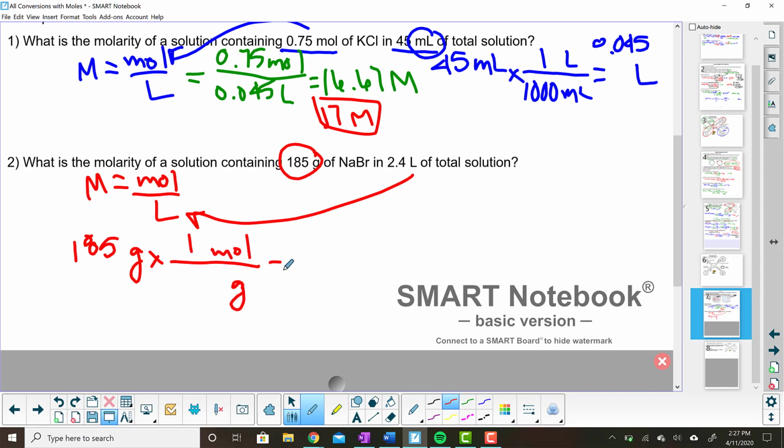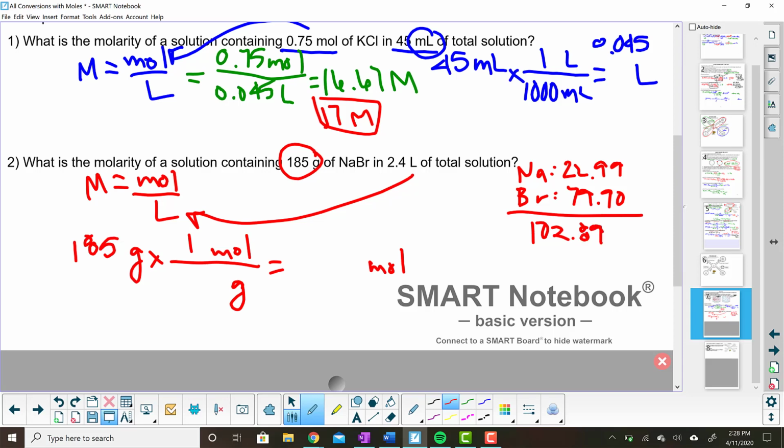And we are going to have to find the molar mass. Molar mass is the mass of the constituent pieces. So the mass of sodium is 22.99. The mass of bromine, 79.90. Then you add those up and it gives you a molar mass of 102.89. We take that number, we plug it in on our conversion, 102.89.